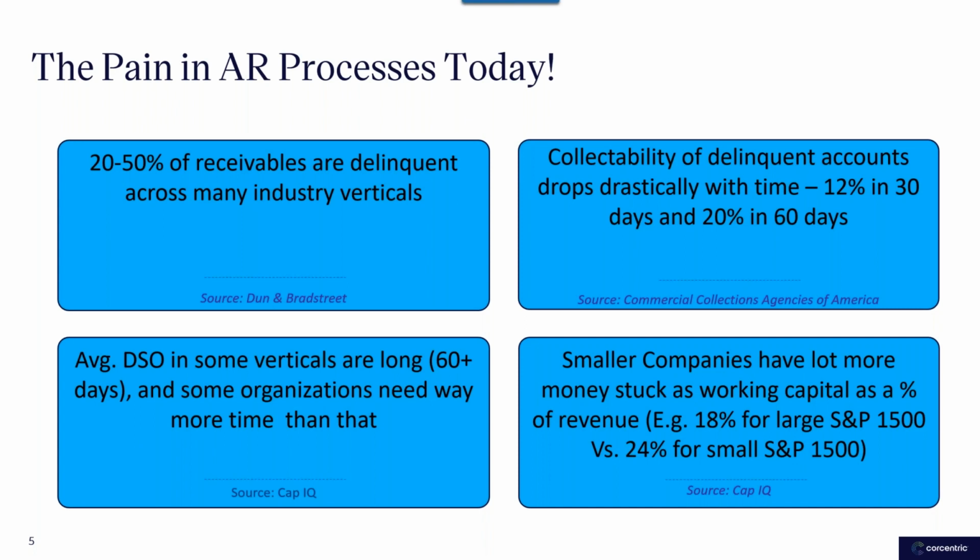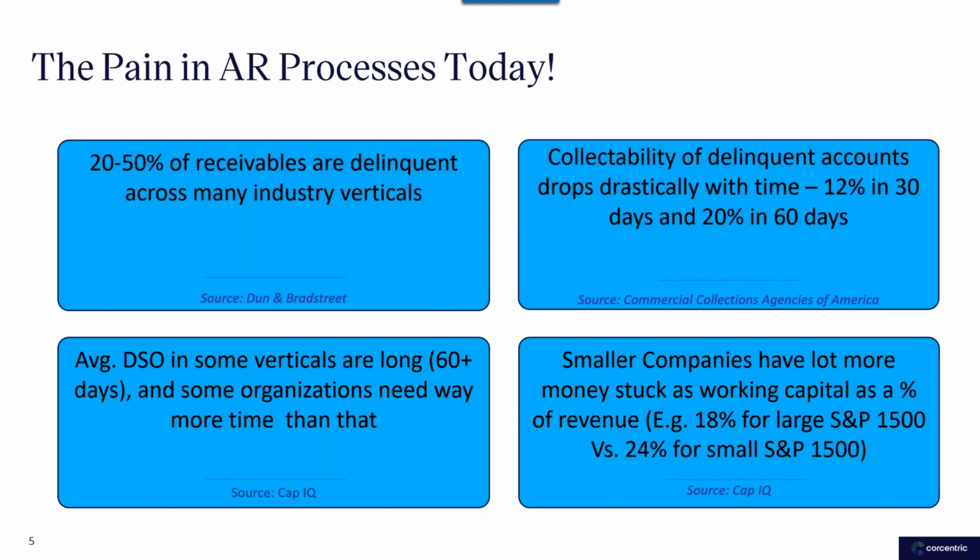And this dynamic is very different between companies that are smaller in size versus companies that are much bigger, right? So smaller companies typically have a greater share of their revenues tied up in working capital, right?